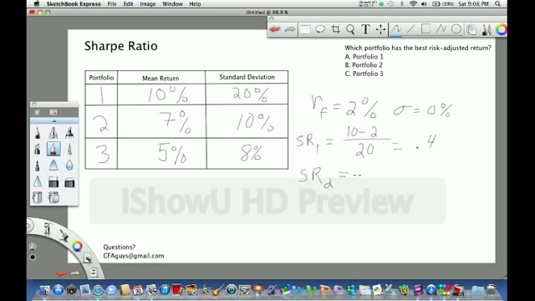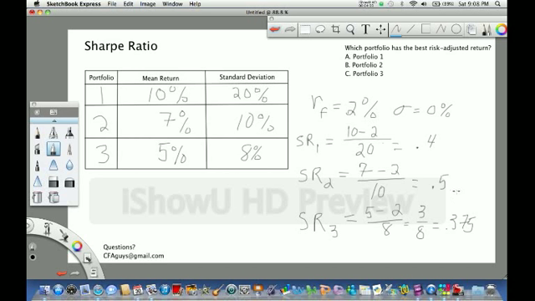Running through the same exercise, the Sharpe ratio on the second portfolio, average return is 7%. Subtract the risk-free rate, so the numerator is your mean excess return, and you standardize it or divide it by your risk, and you get 5 over 10, which is 0.5. A little bit higher than this one. You can already see what's going on here. The Sharpe ratio for the third portfolio, let's run through it again. Your mean return minus your risk-free rate divided by your risk. This one you may need a calculator for. It's 3 over 8. If anybody's in the bond industry, we know that 3/8 equals 0.375.